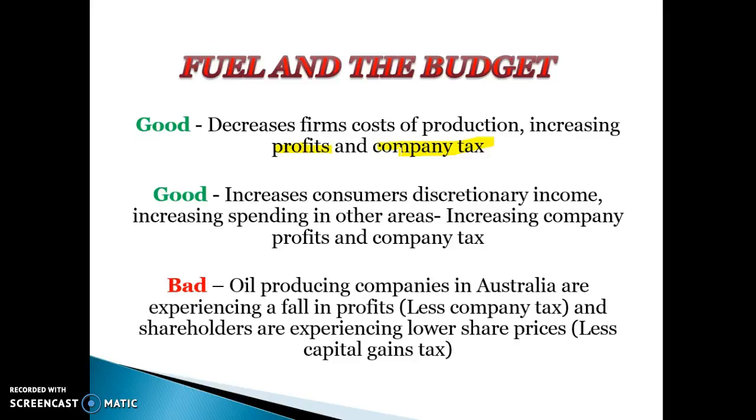From a bad perspective, the only thing that is bad about the budget is that oil-producing companies are making less money. So any company that's known for making oil within Australia is experiencing a fall in their profits and therefore paying less company tax. Also, it's also hurting LPG industries or gas industries that are substitutes for petrol, because the lower price of oil and petrol has reduced demand for LPG or gas. So that's the other weaknesses of lower oil prices for the budget. Also, shareholders are making less money if you've invested in any of those oil-producing companies.